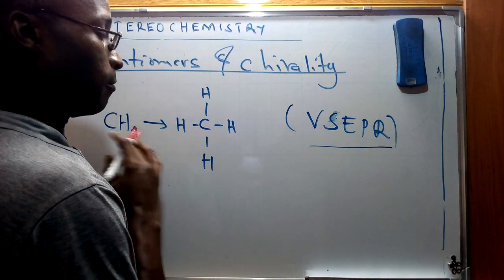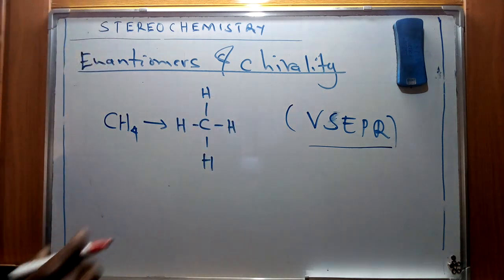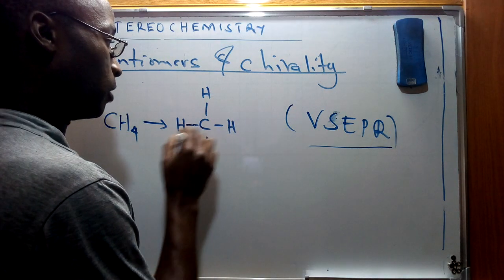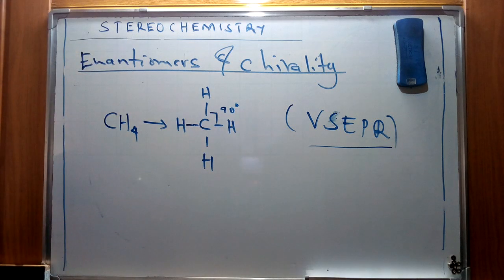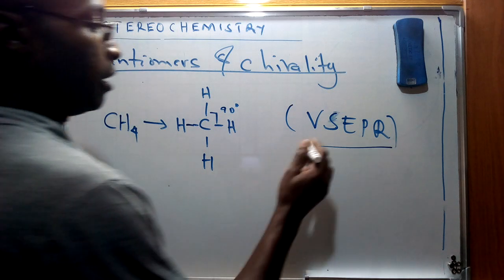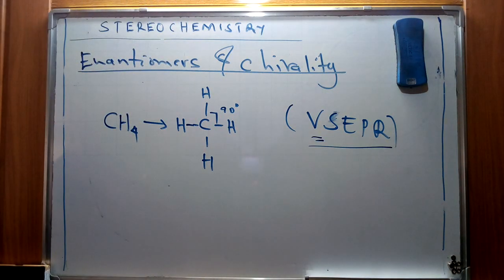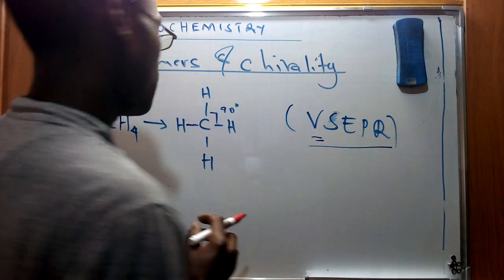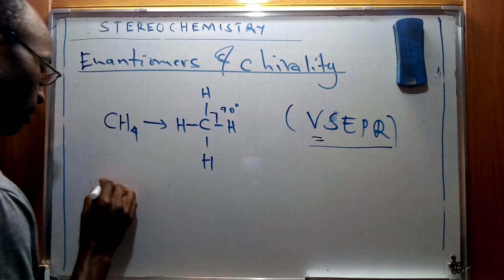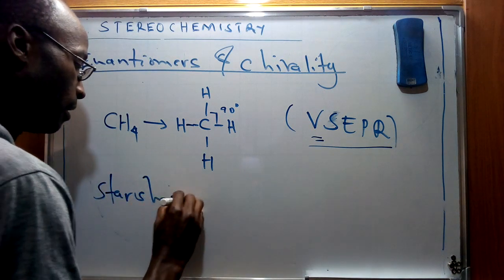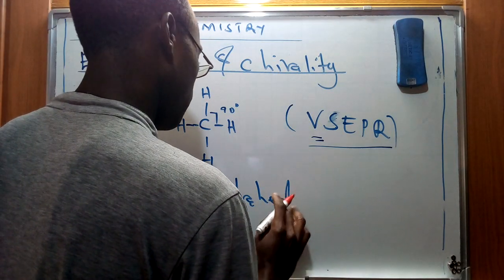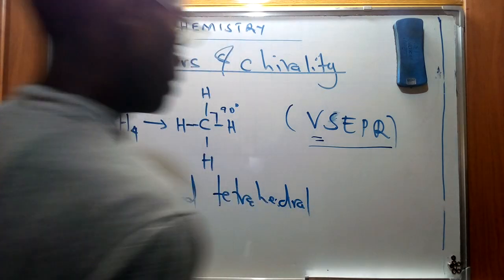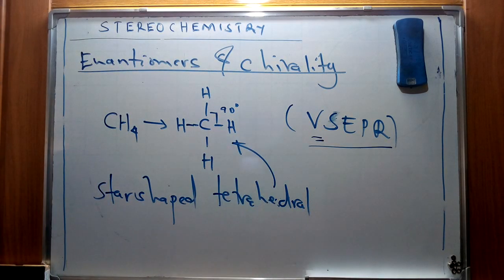So in this case, if I give just a representation like this, from our rough illustration we can see that the bonds are at a space of around 90 degrees from one another. So if we give an orientation that gives the widest distance, the farthest distance from each other, then we are going to consider the star-shaped tetrahedral structure for this compound. This is methane, of course.